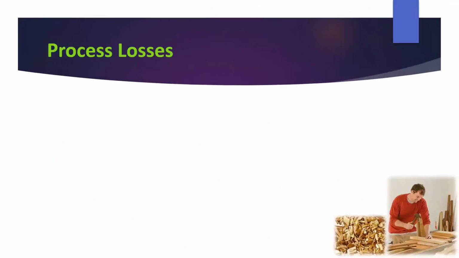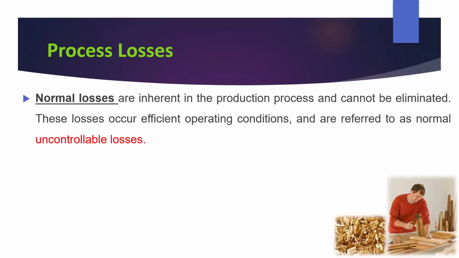Now let's identify process losses. Every production has its own losses in the processes. Here, the first loss is known as the normal loss, which is inherent in the production process and cannot be eliminated. These losses occur under efficient operating conditions and are referred to as normal uncontrollable losses.